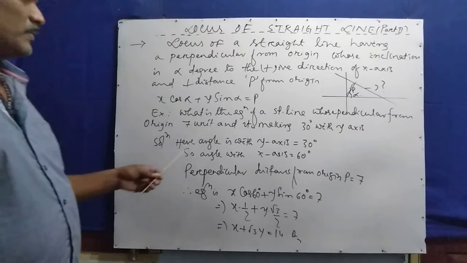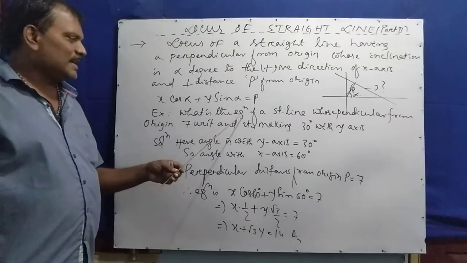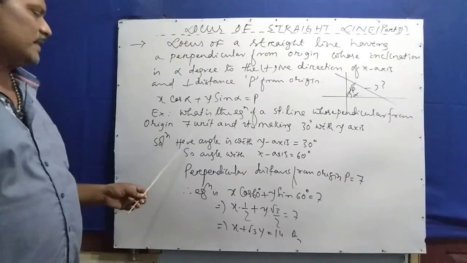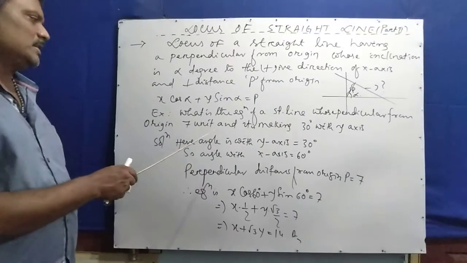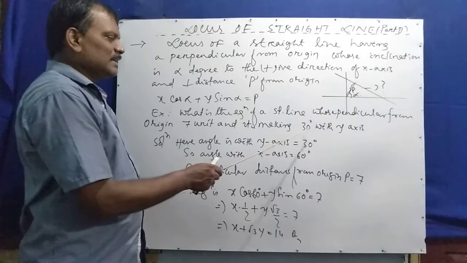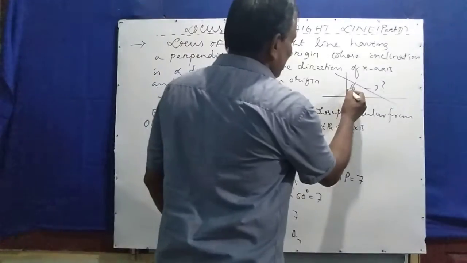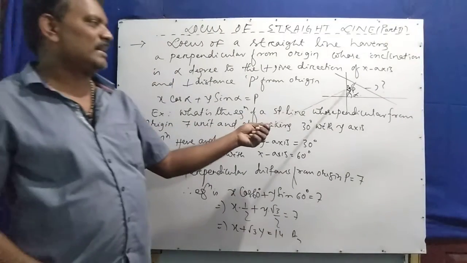So here is one example, look at it. What is the equation of a straight line whose perpendicular from origin is 7, meaning p value is given as 7 units, and it makes 30 degree with y axis? So the angle with the y axis is 30 degree. This angle is given as 30 degree.